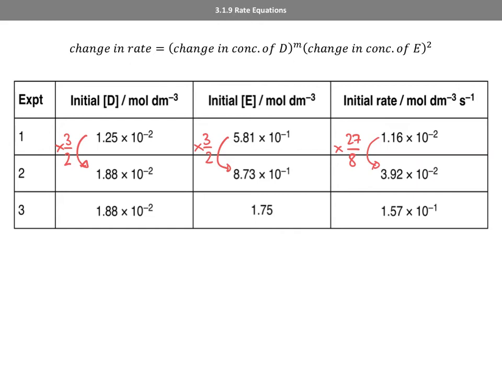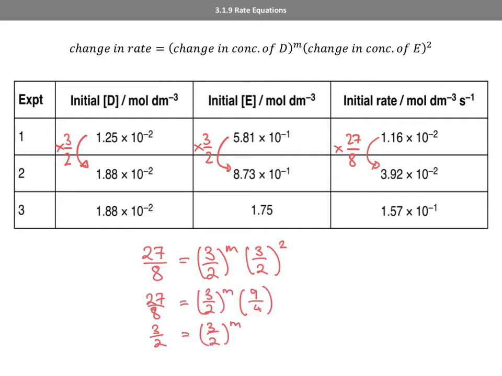So the change in rate is 27/8, and that equals the change in the concentration of D to the power of m times the change in the concentration of E squared. So I now resolve this expression, and I can now see that m must equal 1. So the reaction is first order with respect to D. So that gives us the final overall rate equation: rate equals k times the concentration of D times the concentration of E squared.